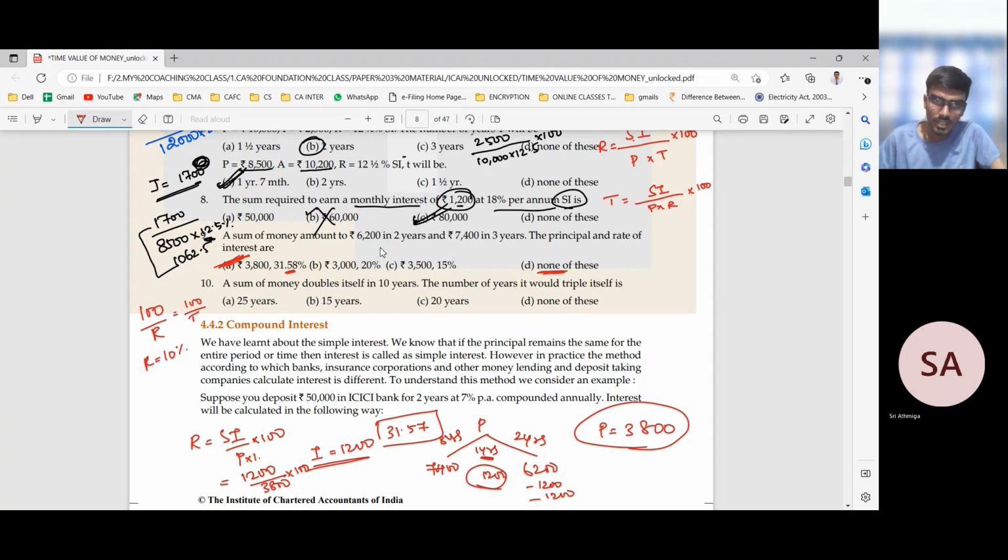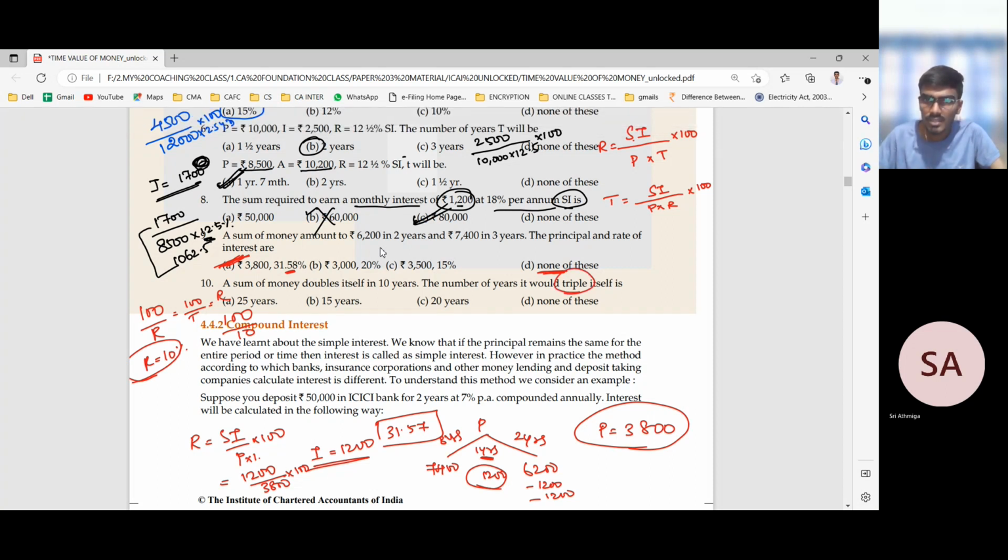So you will substitute: 100 divided by T is equal to R. So 100 divided by 10 gives R equal to 10%. Now, what does triples itself mean? 200 by 10. 200 divided by 10 is nothing but 20 years. Are you able to understand?